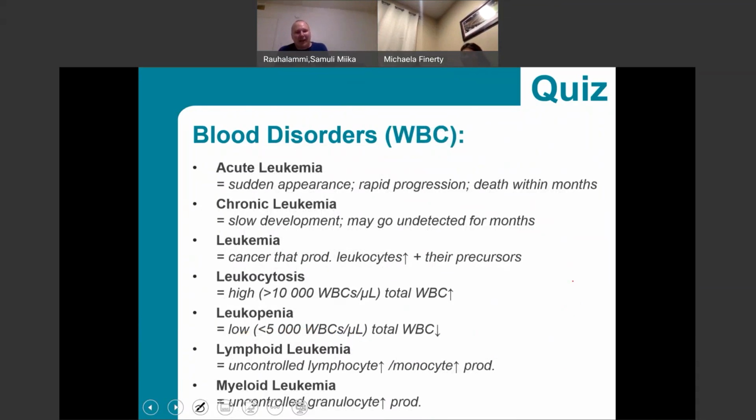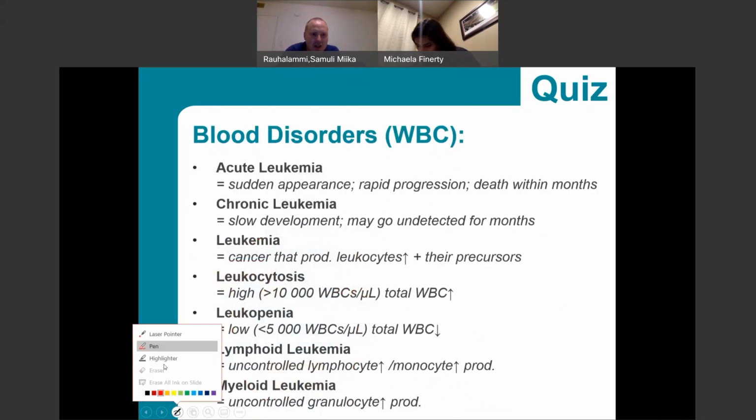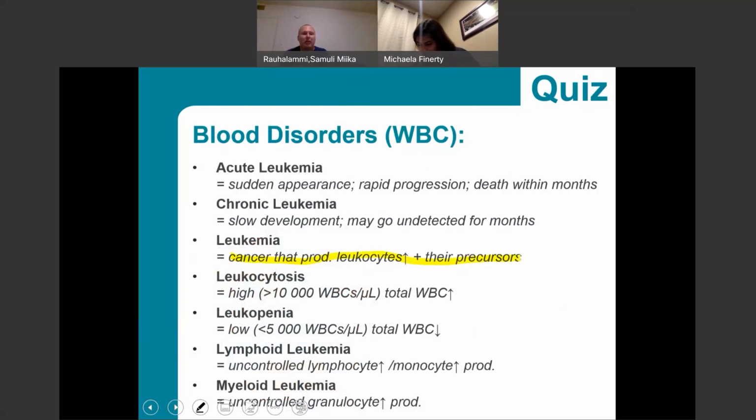No. So there's disorders of white blood cells. And I know it's a long list, but I think it's the last list of disorders. So I'm going to show you those. If you're taking notes, I'm going to take the time to go through them. So there's different kinds of leukemias. The general leukemia refers to cancer where the production of the leukocytes and their precursors is increased. So in leukemia, we have a high amount of leukocytes and all the precursors that we saw what leukocytes are made of. So a high amount of white blood cells is associated with leukemia.